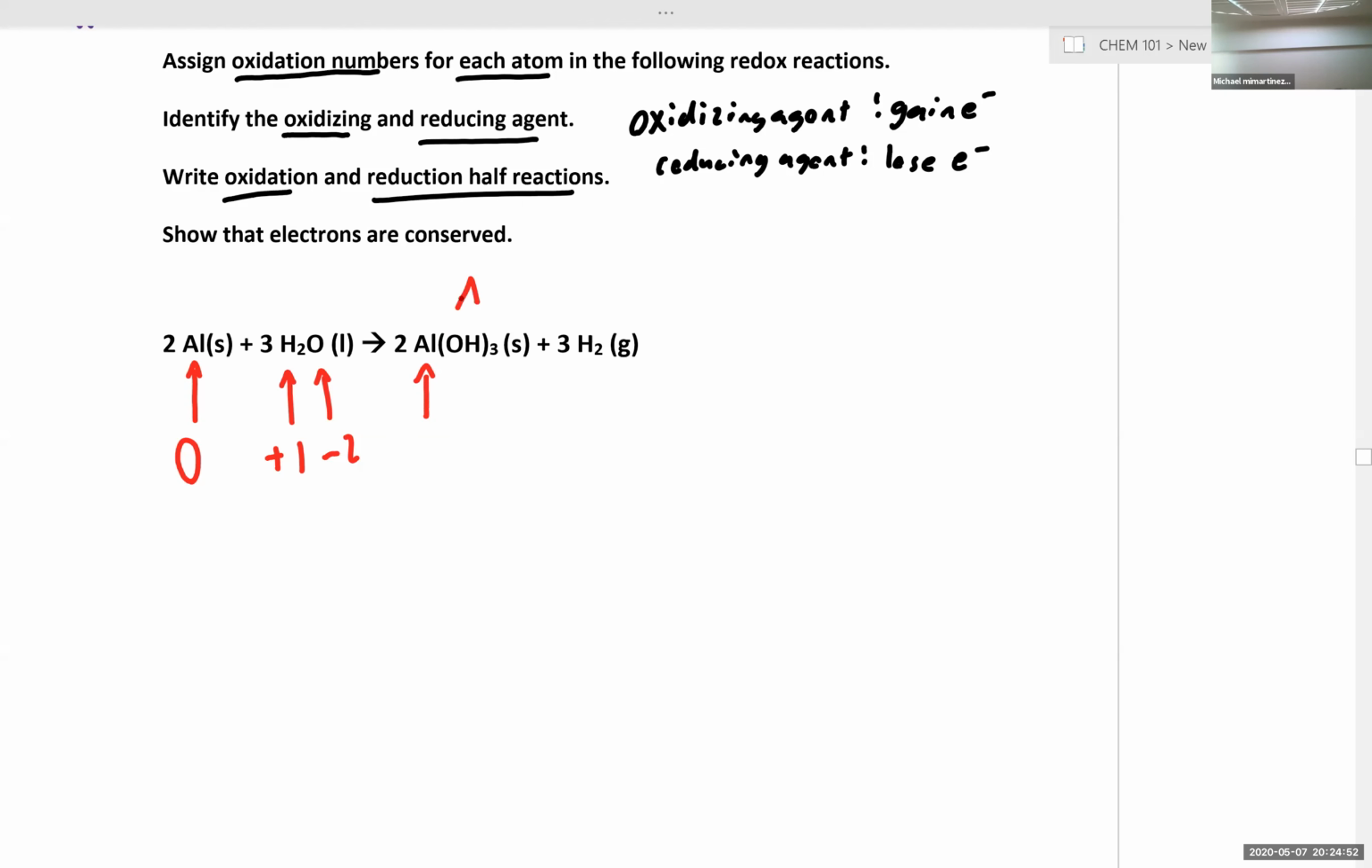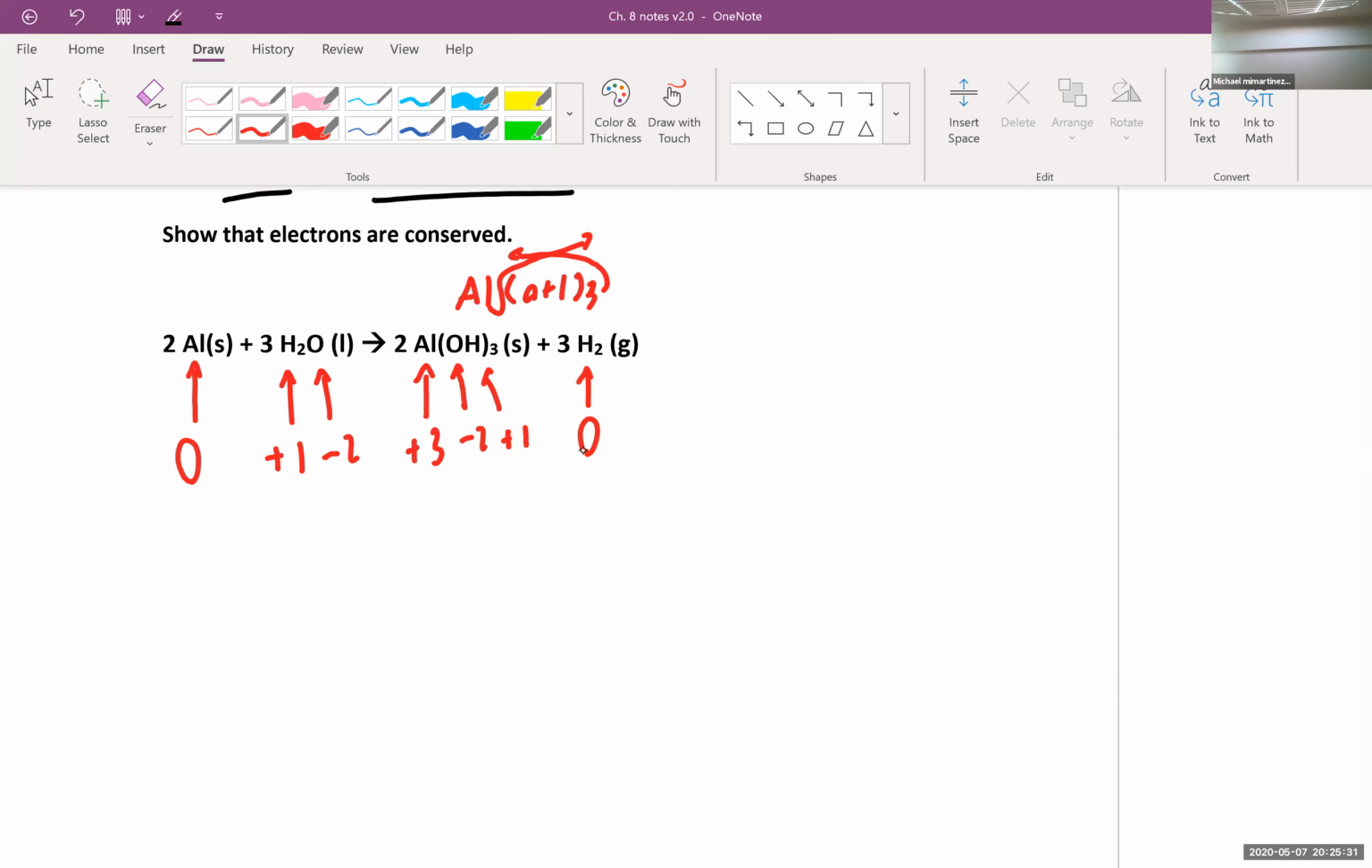If we break apart aluminum hydroxide, what is the theoretical charge of aluminum in this case? +3, yep. Oxygen is still -2, hydrogen is still +1. Perfect. Okay, what is the oxidation number of hydrogen in pure hydrogen gas, in the elemental form of hydrogen? 0, yep. Okay, perfect.